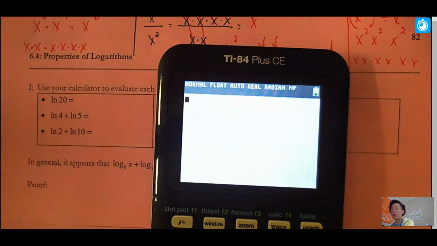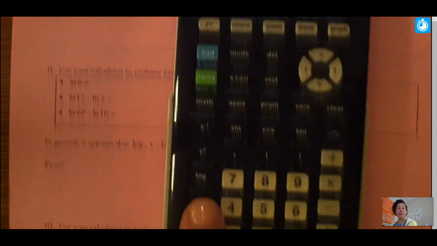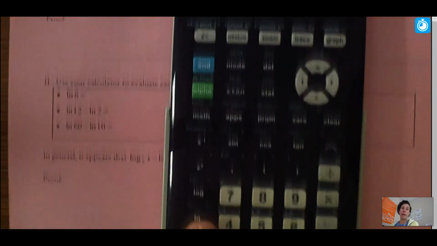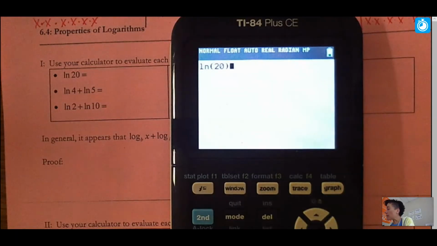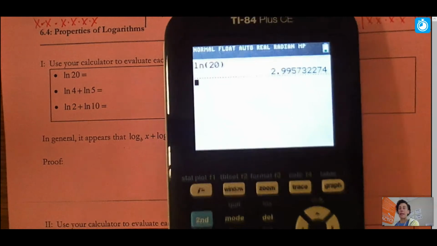This just wants me to use the LN button, so it doesn't matter if you have an 83 or an 84 or a non-graphing versus graphing calculator. I can just type this in. So LN 20, remember always to close the parentheses, and I'm going to go 3 numbers behind the decimal, so 2.996.